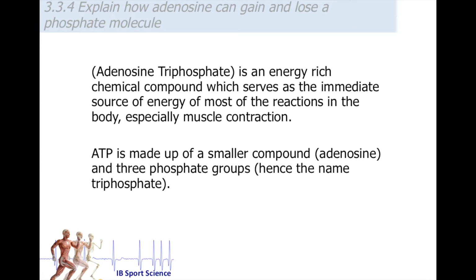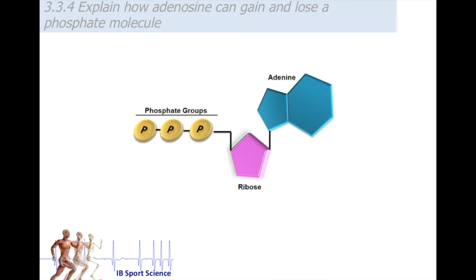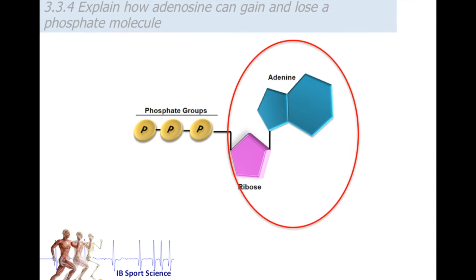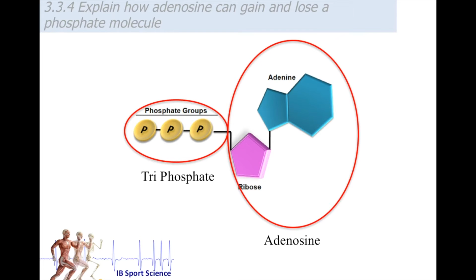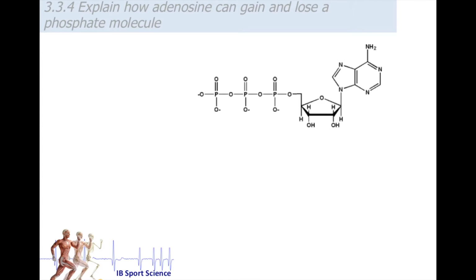ATP itself is made up of a smaller compound, adenosine, and three phosphate groups which are attached. Hence we have the name triphosphate. This is what one looks like. We've got our adenosine group on the side, and we've got our three phosphate groups attached to it. Here's a diagram showing the ATP molecule, with our adenosine group and our three phosphates attached.